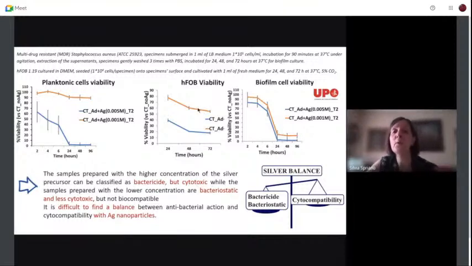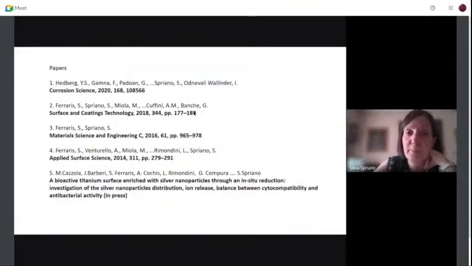So when you use nanoparticles on a surface, it is not easy to find a proper balance between a bactericide or a bacteriostatic behavior and cytocompatibility. With a low amount of silver, you can try to do this, but as you can see, the biocompatibility is not perfect. So with keratin, I think that the result is better. It is much easier to find a balance between the two properties. With the nanoparticles, it is much more difficult. Some papers about this.